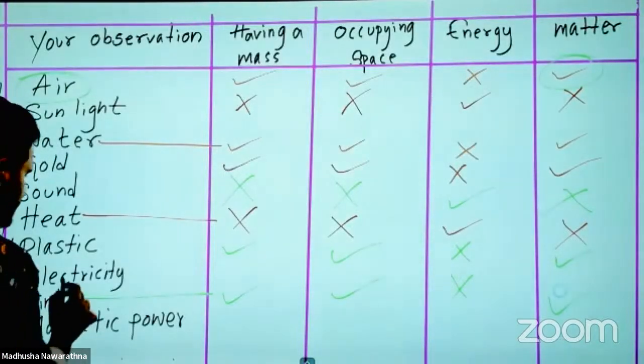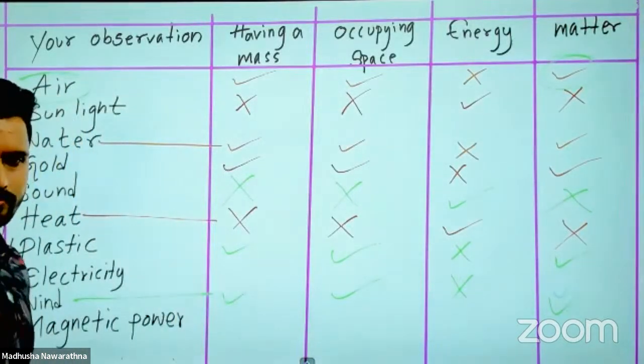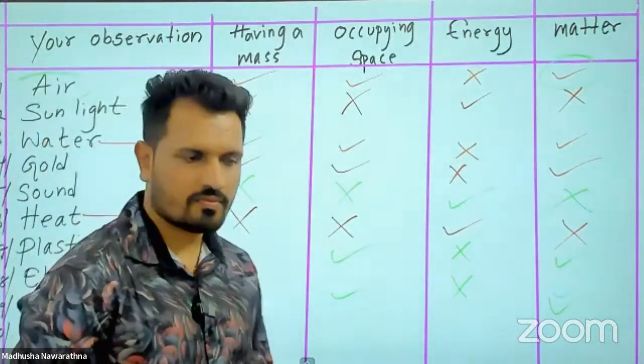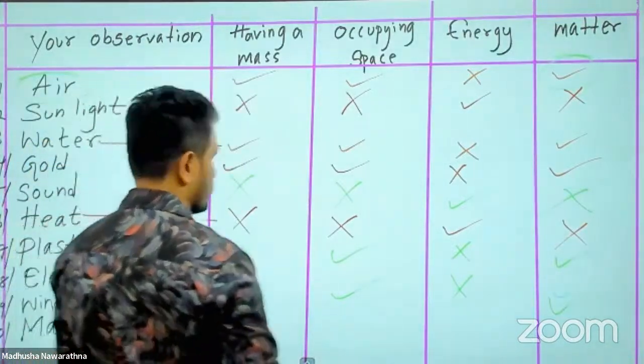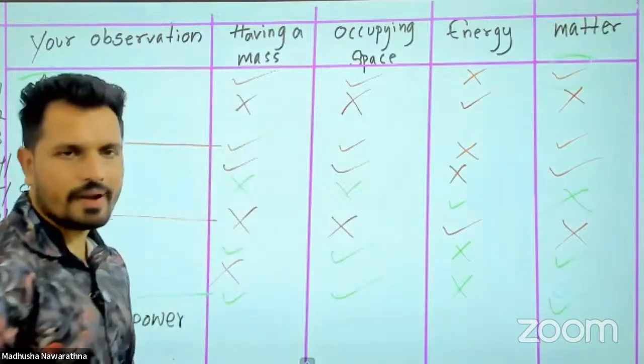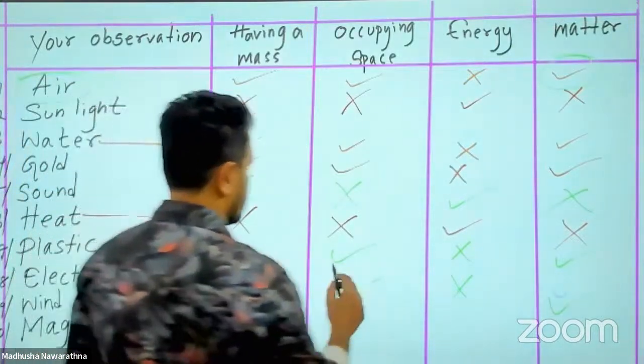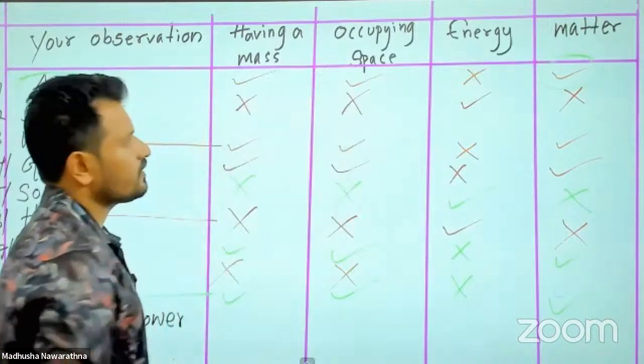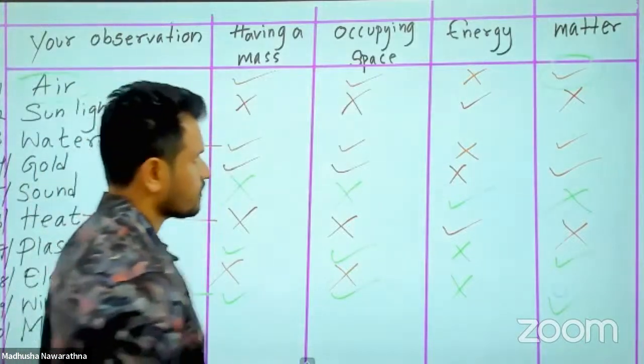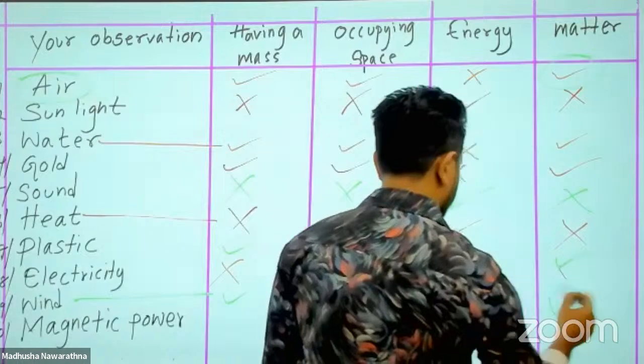Okay. Then the electricity. What about the electricity? Not having a mass. No mass. What about occupying space? Does it occupy space? No space. Then energy or matter? Energy. Definitely it should be energy.